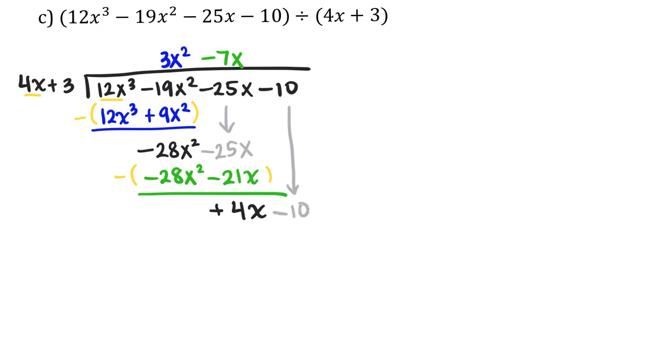Okay, I have one more spot, so I've got to go one more time. Okay, 4x times something to give me 4x. Oh wait, that is a negative, isn't it? Negative 25 plus 21. Yeah, negative 4. Be careful with your signs, just like me. Okay, 4x times what gives me negative 4x? Negative 1?